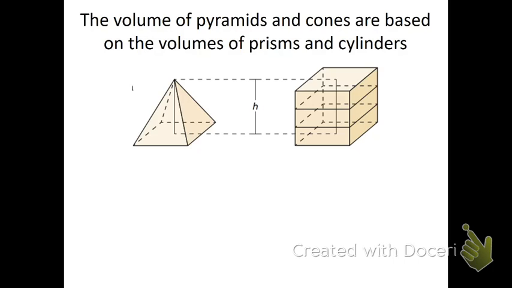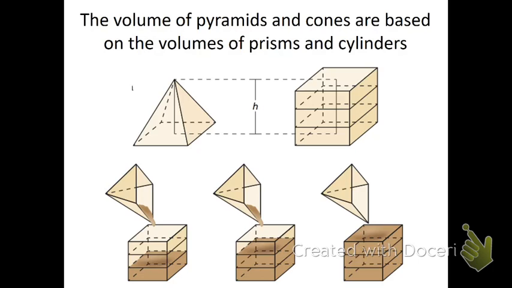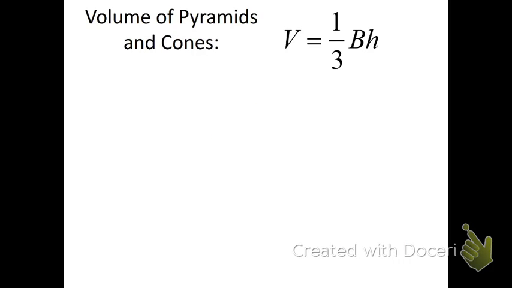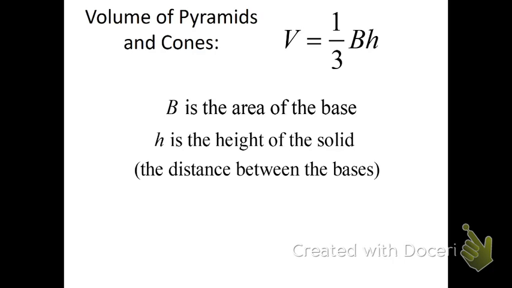If you had a prism and a pyramid that had the same exact height and the same exact base, and you filled up the pyramid with sand or water or whatever, you would have to pour it into the prism 3 times in order to completely fill up the prism. So that's why the volume of pyramids and cones is just 1/3 the area of the base times the height, because the base times the height is the volume of the prism, and the pyramid and the cone are 1/3 of that. So B is the area of the base, H is the height of the solid.